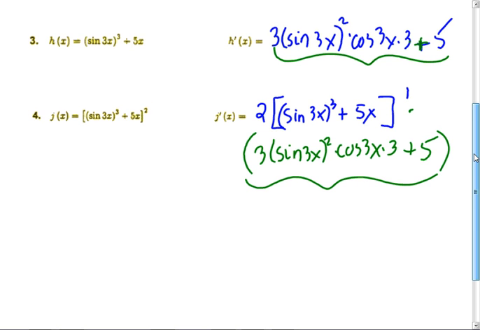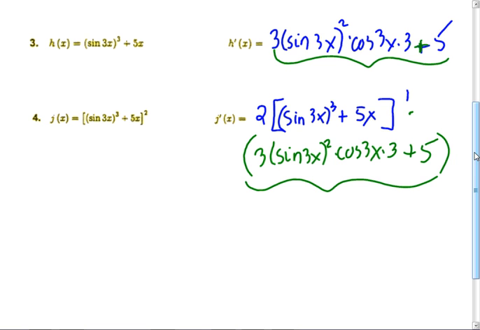You just take your answer. You do the outside one, and then take your answer for taking the derivative of this, because we did that in 3. And it's times that whole thing. So yes, you have to have parentheses.